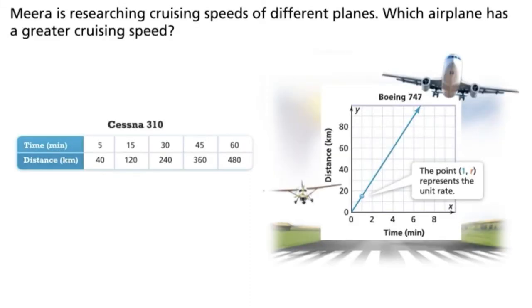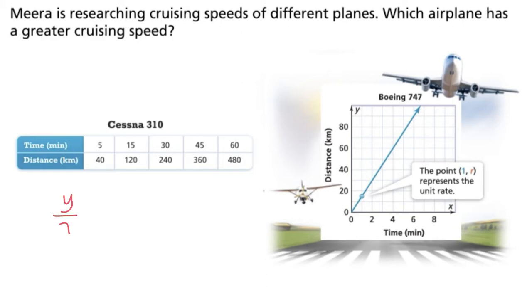In this lesson, we will compare proportional relationships, which is something we actually did earlier in topic 3. Go ahead and pause the video here to read the first example. What the question is asking is which plane is faster. A great way to make a comparison is to calculate both unit rates.